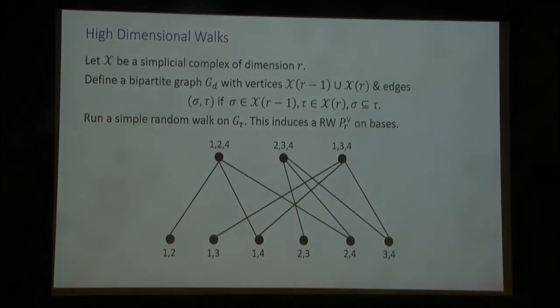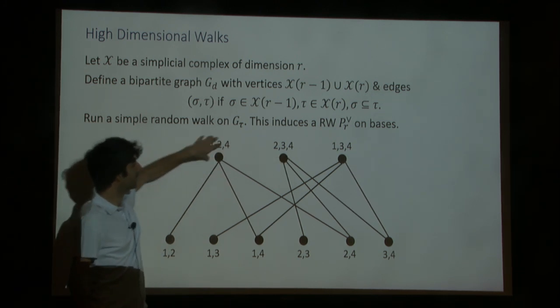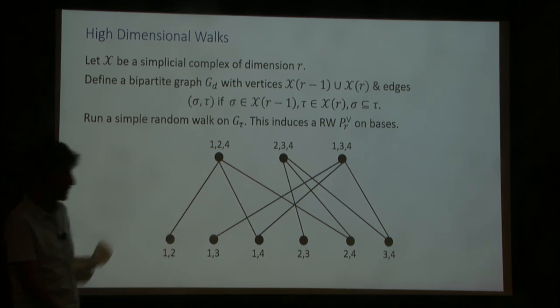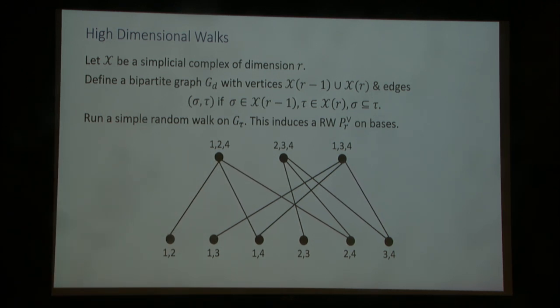Okay, now let me tell you the algorithm. Let me tell you how to move on a high-dimensional simplicial complex. So let's say you have a simplicial complex X. You can construct a bipartite graph. Sorry, this should have been G of R. You construct a bipartite graph on independent sets of size R and R minus 1. Here these are like bases of my matroids and independent sets of size R minus 1. Then I just run a random walk on this graph.